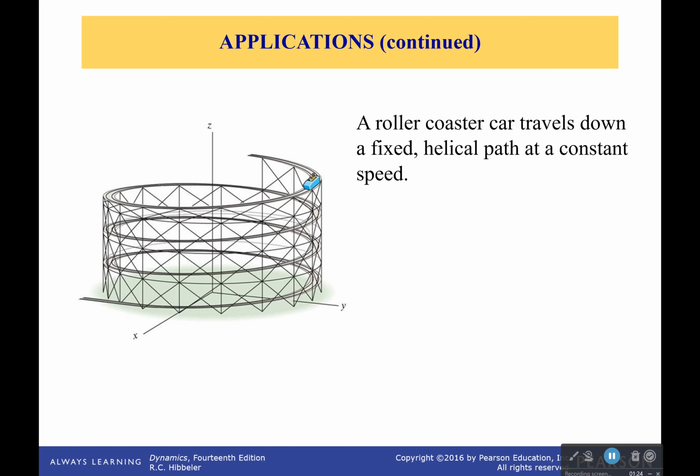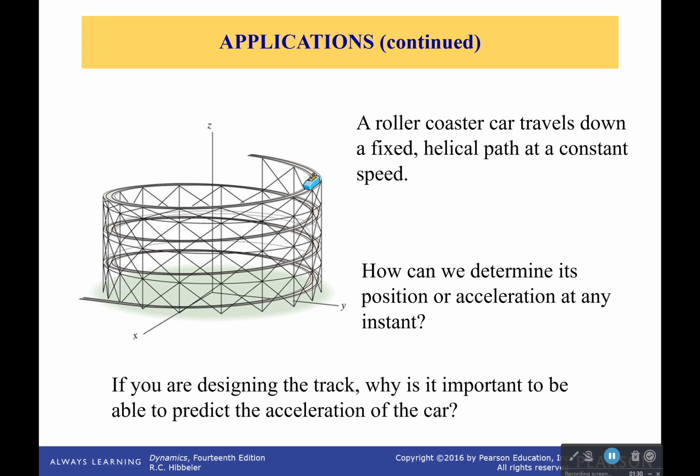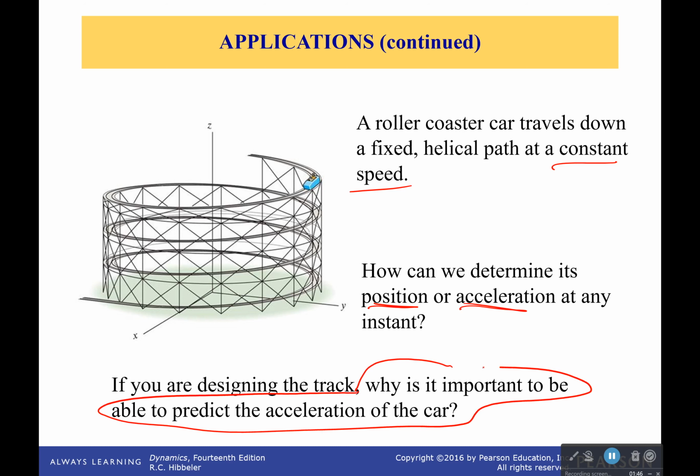Or this one right here, we have a roller coaster car and it's going down a fixed helical path at a constant speed. Can we determine its position or acceleration at any instant? Because we know what the velocity is because it's a constant speed. Now, if you're designing this track, why do you think it might be important to be able to predict the acceleration of the car? Well, we're going to learn later that v squared over r is equal to our centripetal acceleration.